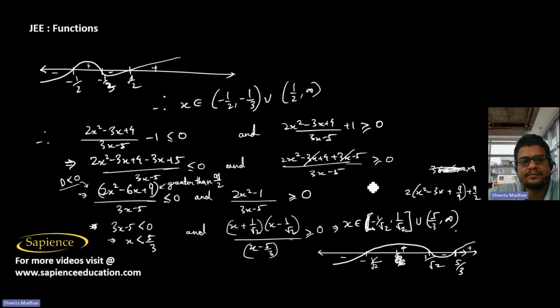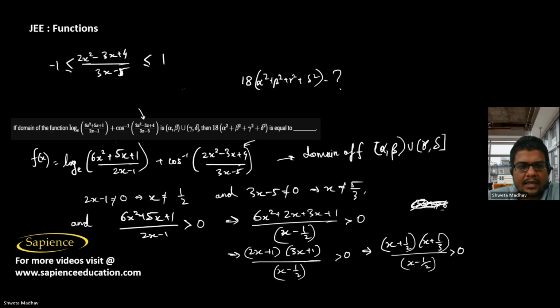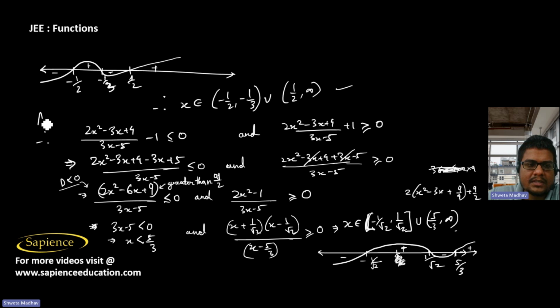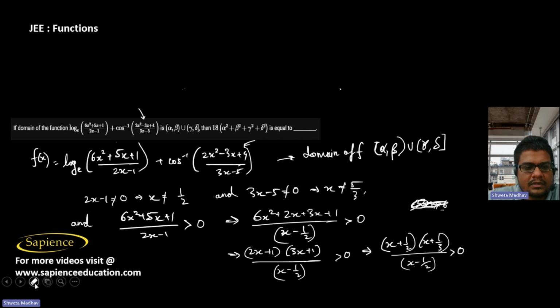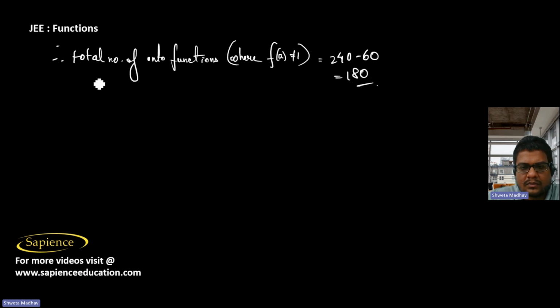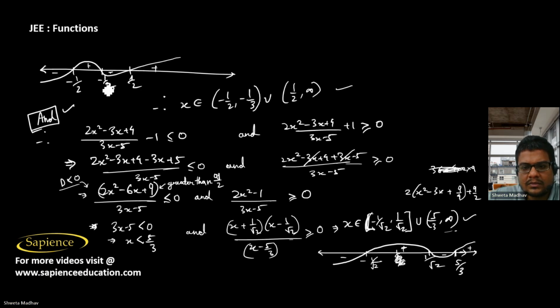Now we have to take the intersection of these two, since this should be satisfied, as the and function is used, and this also should be satisfied. So we have to take the intersection. Now if we take the number line, this is the number line. So here, minus 1 by root 2.